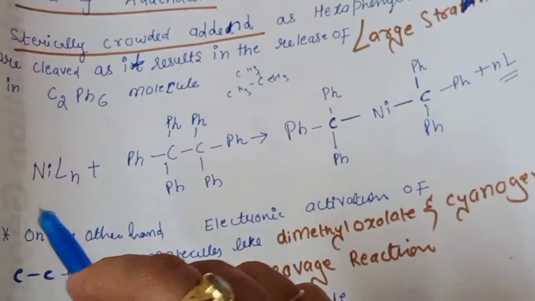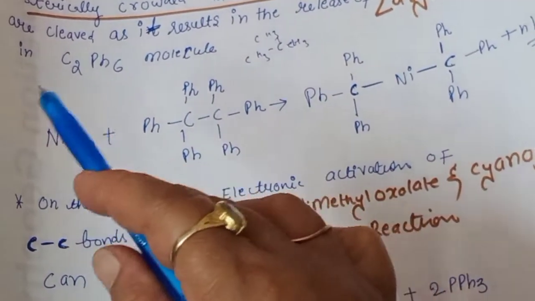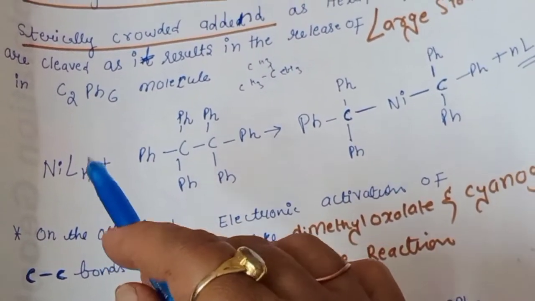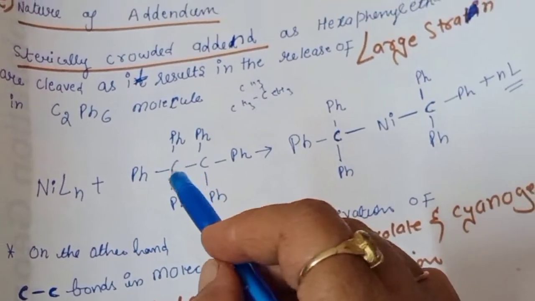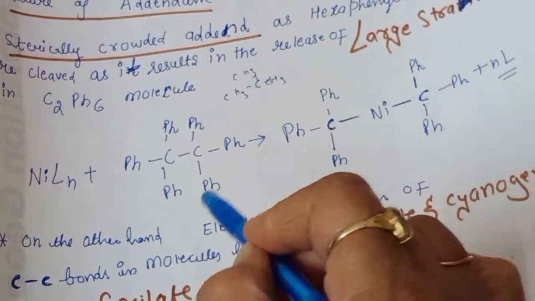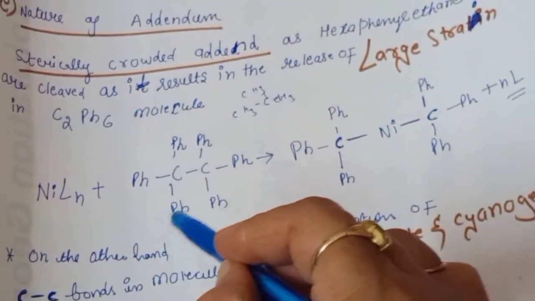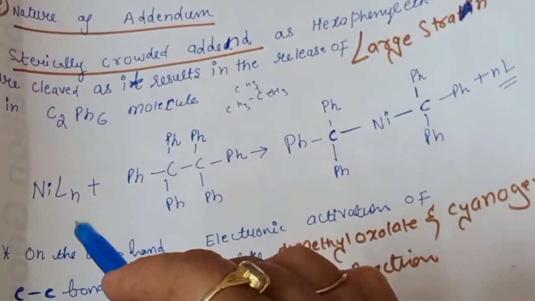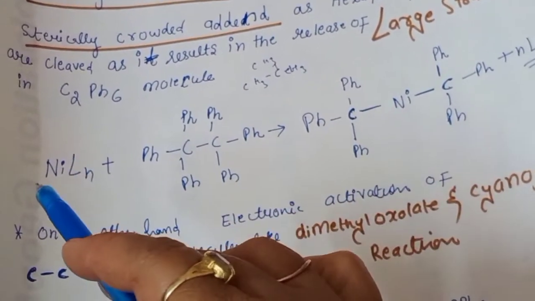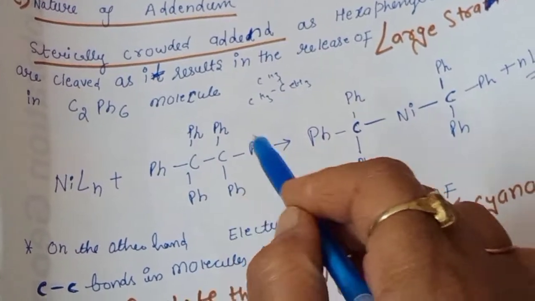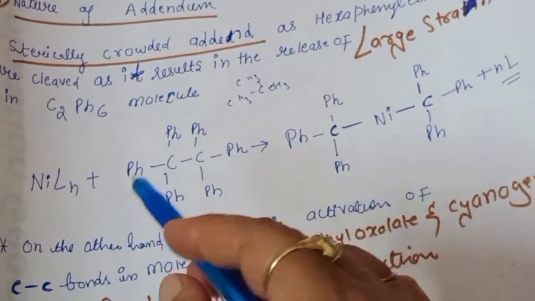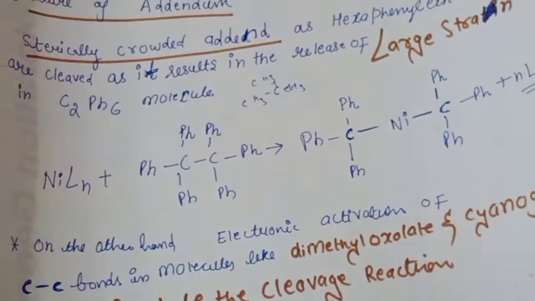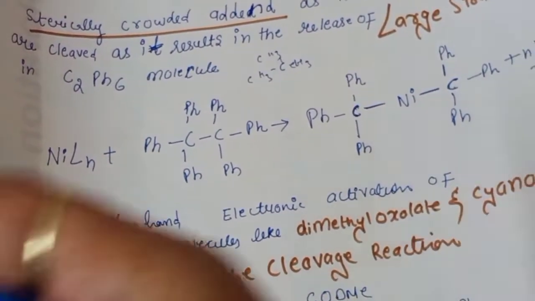So this is a simple nickel complex, to which any number of ligands can be attached. When this complex reacts with our hexaphenylethane, what's the name of this complex? This is our C2Ph6, hexaphenylethane. What happens when this reaction goes? This ligand has to be attached to our nickel. As this phenyl group is highly bulky in size, there will be a large strain in the molecule.